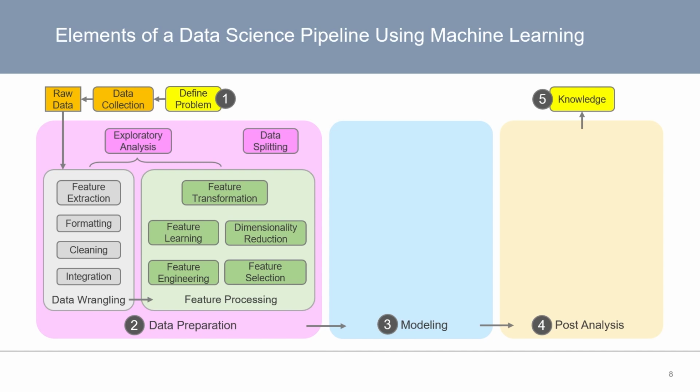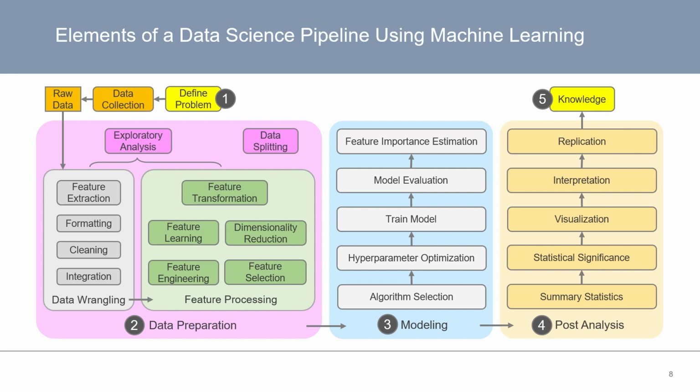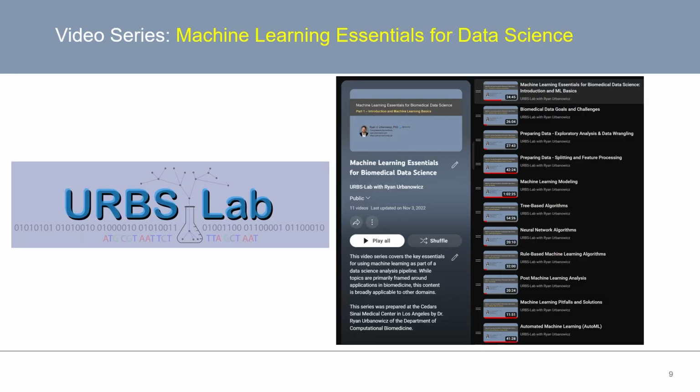Feature processing can include feature transformation, feature learning, dimensionality reduction, feature engineering, and feature selection. Modeling typically involves algorithm selection, hyperparameter optimization, training a final model, evaluating that model, and often estimating the importance of the different features utilized by that model. Post-analysis can include generating summary statistics, conducting statistical significance analyses, generating visualizations, interpreting the results, and ideally replicating those results. If you want to learn more about these many elements of a machine learning data science pipeline, check out our separate video series on machine learning essentials for data science.